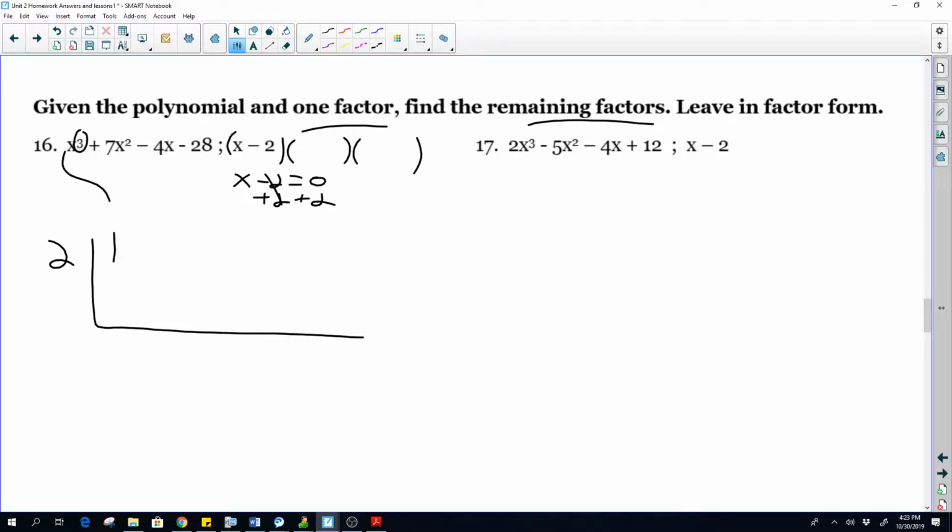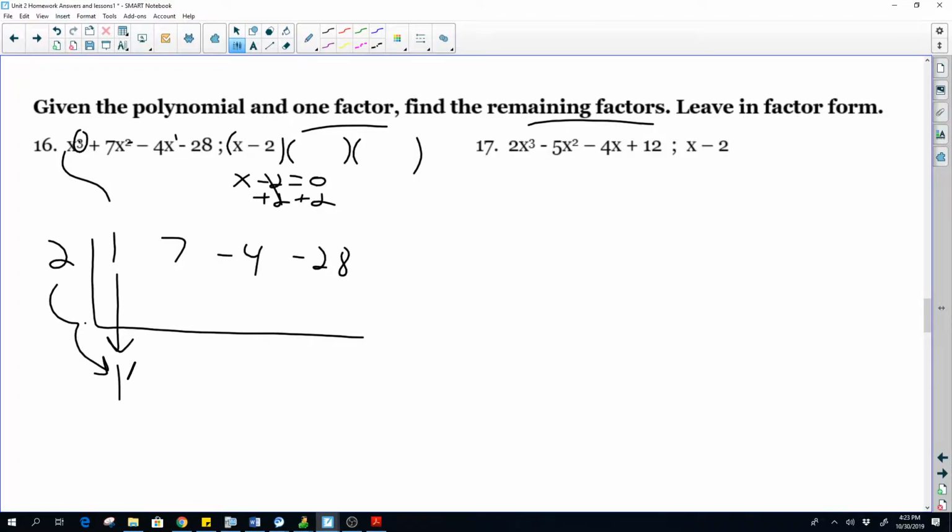Bring down your 1, your 7, your negative 4, your negative 28. Any placeholders? 3, 2, 1, 0. Nope, we're good. So here's synthetic division. Do you remember? The first step, a lot of people miss this first step, is you just bring down the 1. Then you multiply, combine, multiply, combine.